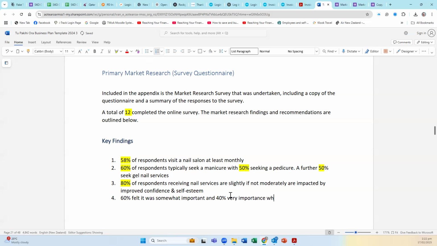When looking at where nail services are located, that's going to be important. If that's important for your client, you already know that the suburbs around you is where you need to be targeting, because that's what they're looking for. Somewhere close, not too far.